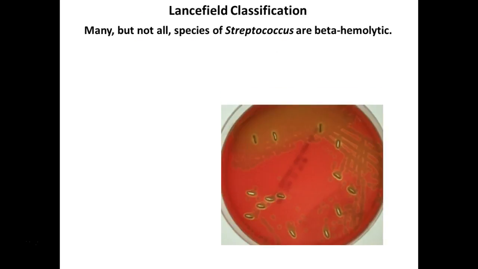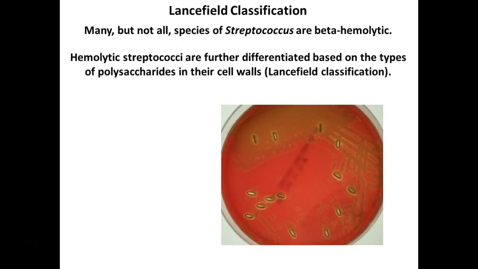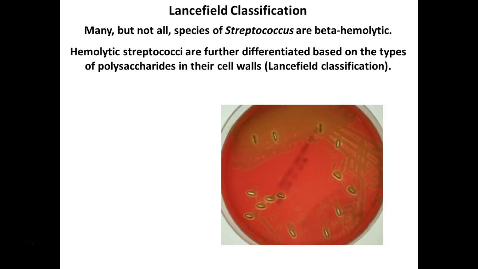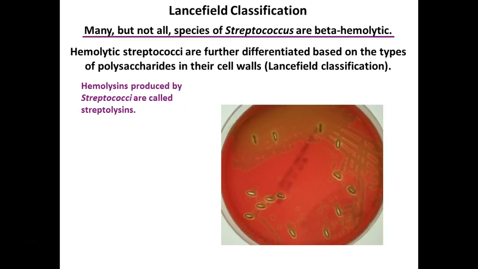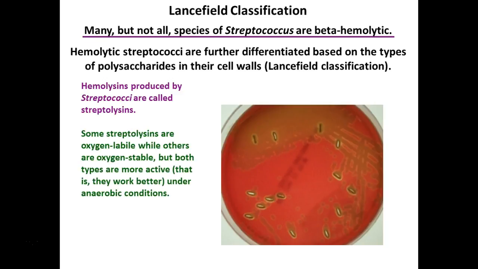So many, but not all, species of streptococci are beta hemolytic. The ones in my mouth are not beta. But there are different tests that are run on the polysaccharides that are associated with their cell walls, and that's the Lancefield classification. Hemolysins produced by some streptococci are actually even called streptolysins. They're given a special name.